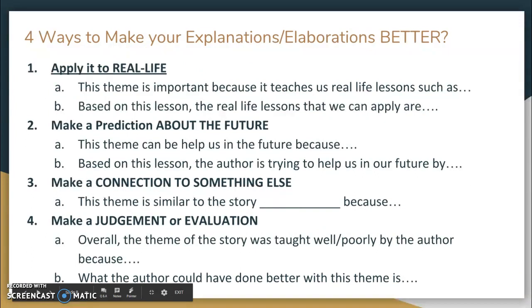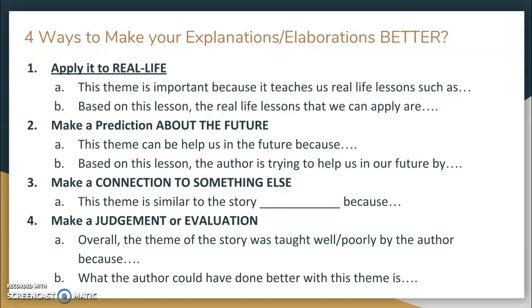Okay, so 4 ways to make your explanation elaborations better. This is where we mainly struggled. So on your paper, if Mr. Stitz says you need more detail in your C and E, you need more detail in your citing evidence or your explain, elaborate, this is where we really struggled, okay?